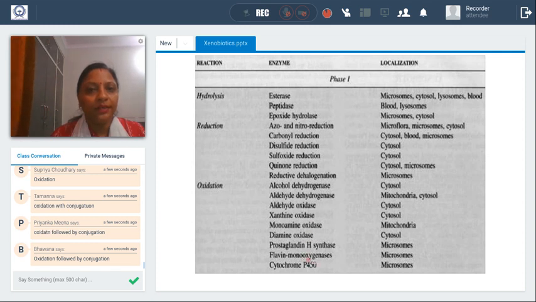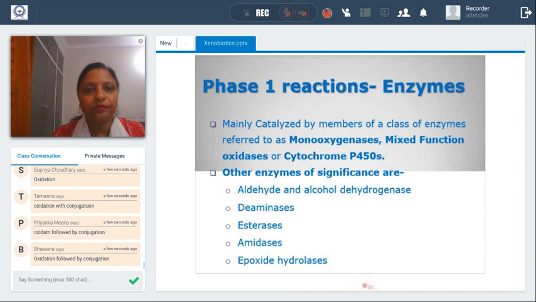These are some enzymes involved in the process of hydrolysis, reduction, and oxidation, the phase 1 reactions, and these are the localization of these enzymes. In hydrolysis: esterase, peptidases. Reduction: these enzymes. Oxidation: alcohol dehydrogenase, and cytochrome P450 is the most important microsomal enzyme. Phase 1 reaction enzymes are monooxygenases, mixed function oxidases, or we can say cytochrome P450.